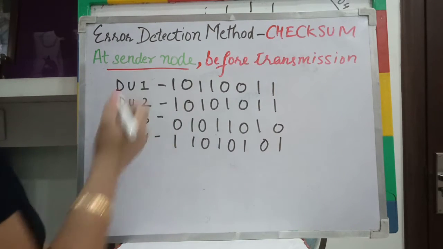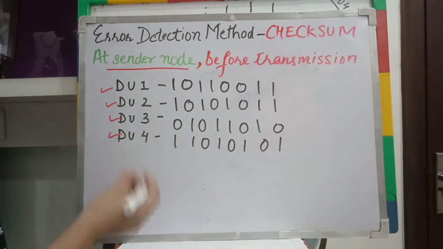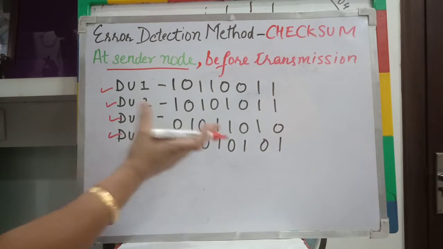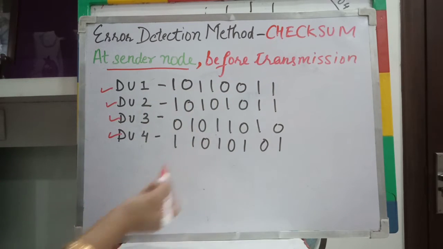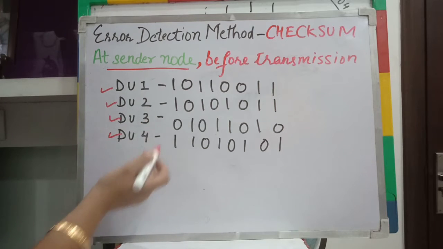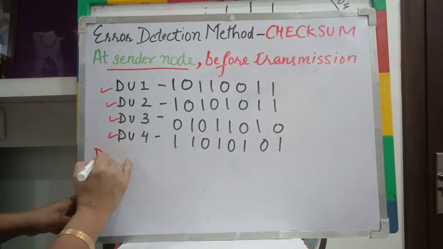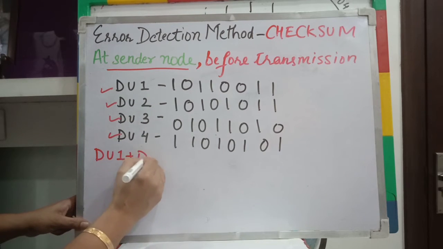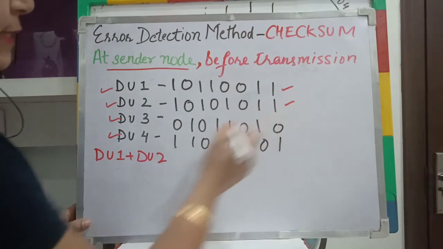At the sender node, for example, we have 4 data units. In this method we divide our data into certain segments. Here I have divided my data into 4 units, each having 8 bits. The main method says that you add data unit 1 and data unit 2. So let's add the first and second.